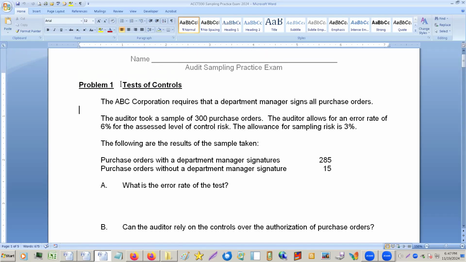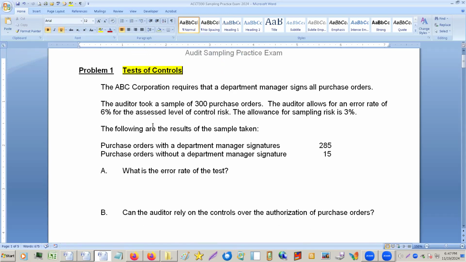Okay, test of controls. This is what we just did. ABC Corporation requires that a department manager signs all purchase orders. So a department manager has to sign the purchase order. That's a control. They don't want the purchasing department just buying things. Any purchase order needs to have a signature.